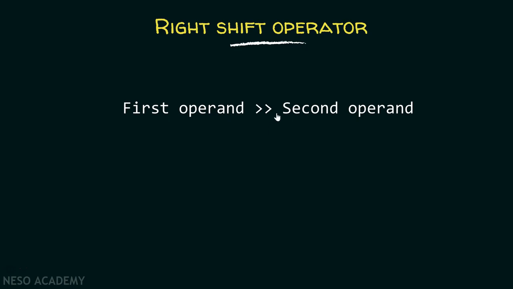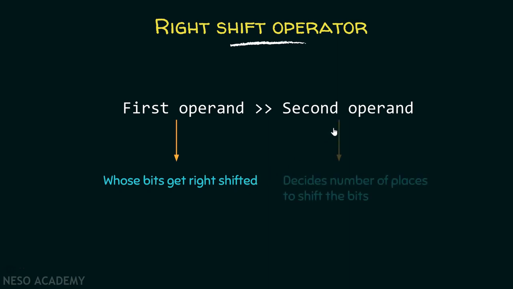What is the right shift operator? The right shift operator looks like this. It is also a binary operator, therefore it requires two operands. The first operand is the one whose bits get right shifted. The second operand is the one which decides the number of places to shift the bits. Before understanding the concept of the right shift operator, let's consider some important points related to it.